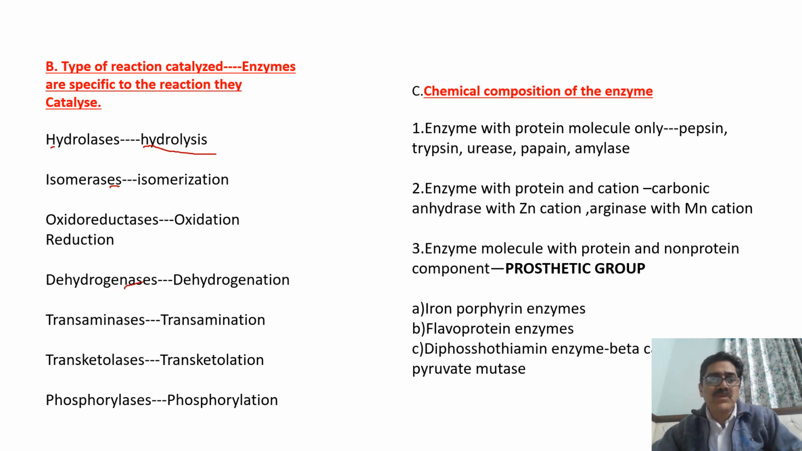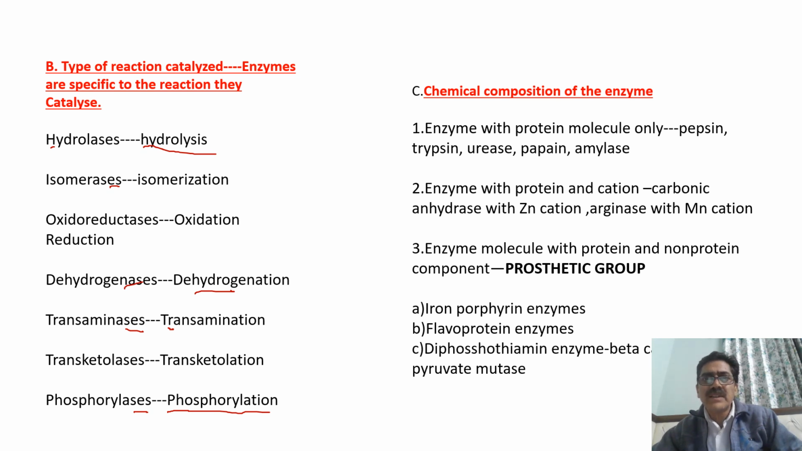Dehydrogenases means they would catalyze dehydrogenation type of reactions. So they are specific to dehydrogenation reactions. Similarly, transaminases means they would catalyze transamination reactions. Transketolases, they will involve transketolation reaction. Phosphorylases mean those very enzymes they would catalyze phosphorylation type of reaction. So phosphorylases are very much specific to phosphorylation reactions.